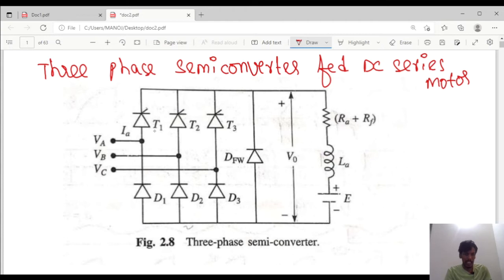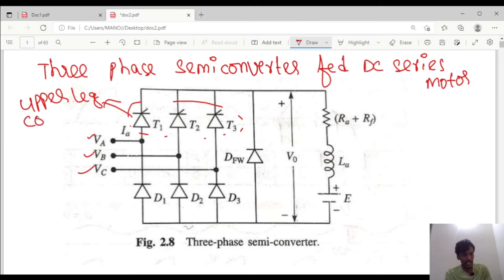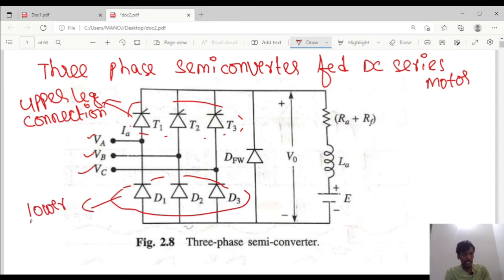This circuit consists of three-phase input voltages VA, VB and VC, which are connected to thyristors. This is known as the upper leg connection. The upper leg connection consists of three thyristors, T1, T2 and T3, and this is the lower leg connection. The lower leg connection consists of three diodes, D1, D2 and D3.